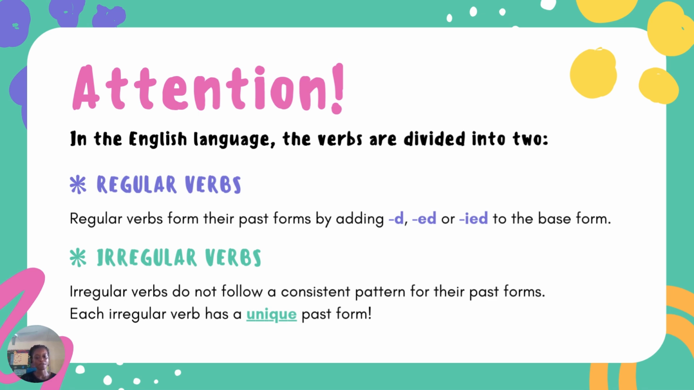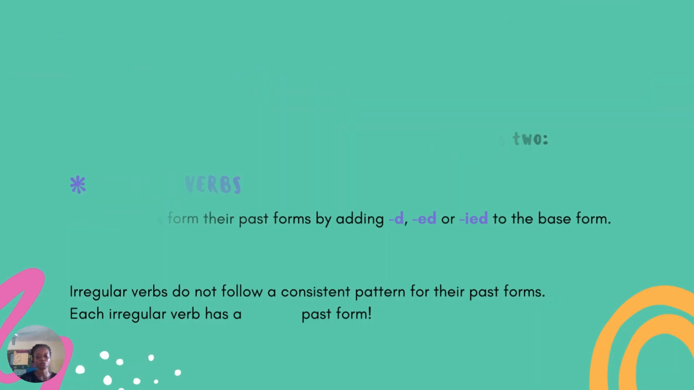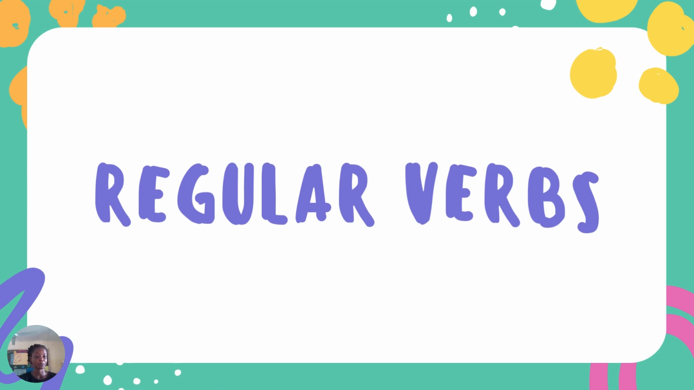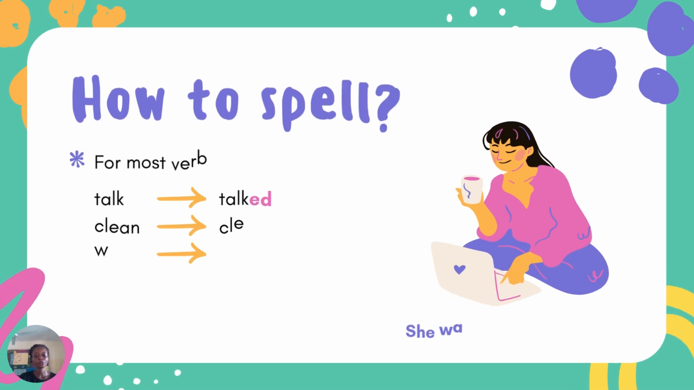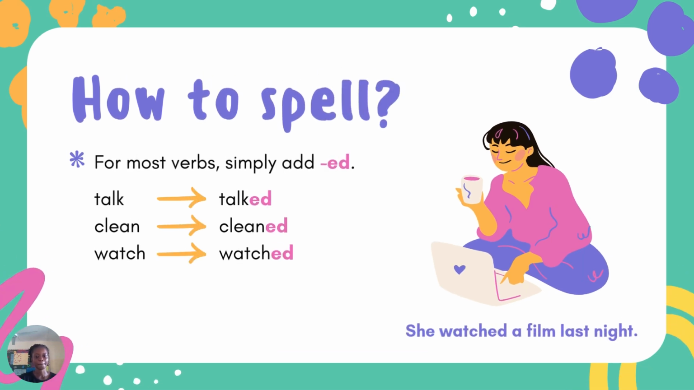While for irregular verbs, they do not follow any consistent pattern for their past form. Each irregular verb has a unique past form. When we have a pattern for forming the past tense of regular verbs by adding ed or ied, in the case of irregular verbs, there are no patterns. Every particular verb has a unique past form. Now we're going to be looking at examples of some of those regular verbs and how their past tense are formed.